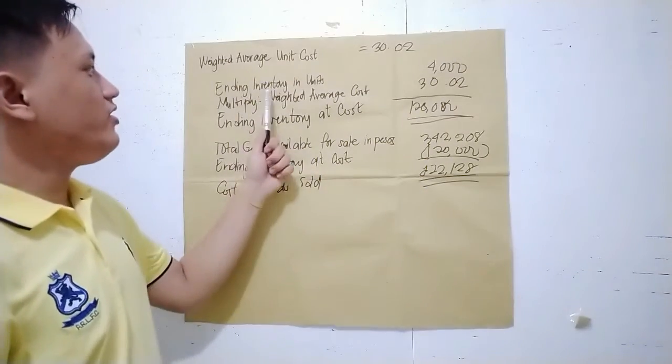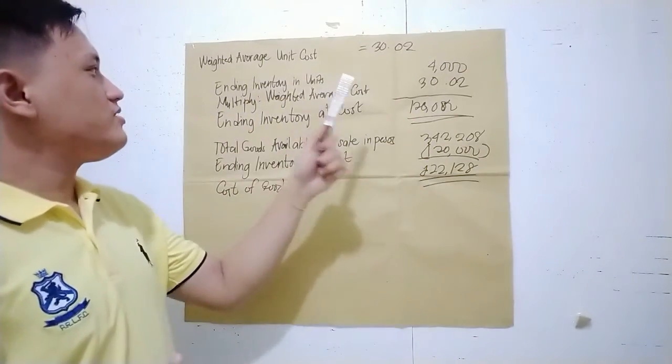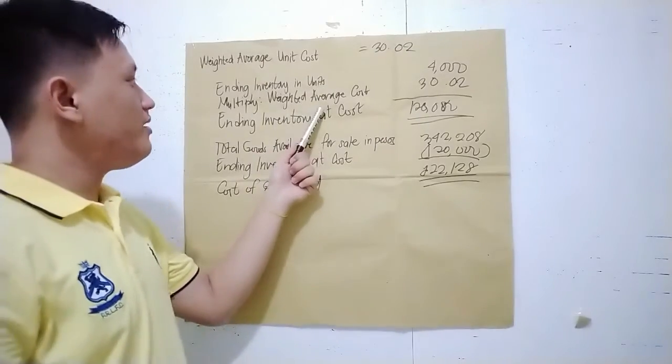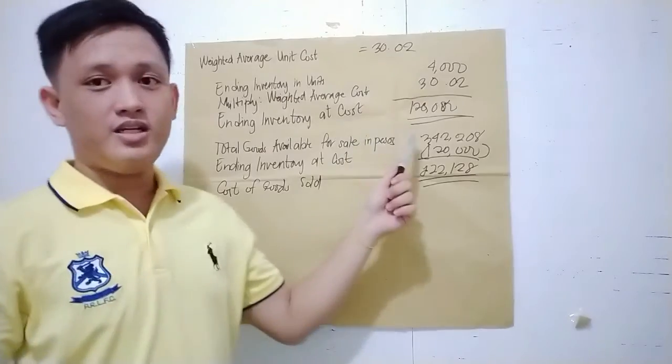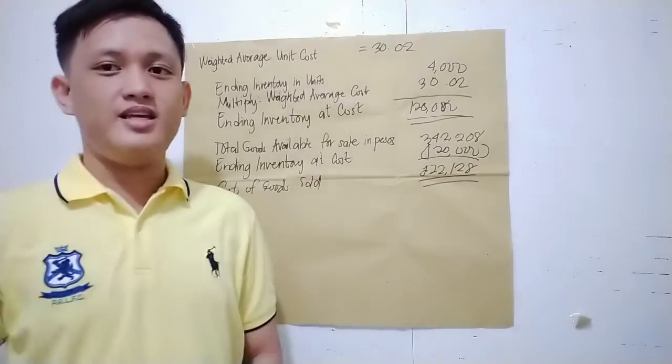So in 8 and 9, what was asked for is FIFO periodic and perpetual. At this time, it is weighted average periodic cost flow. Periodic. So, the question is to get the ending inventory cost and its cost of goods sold. So here, ending inventory in units is 4,000, we need to multiply this one with the weighted average cost of 30.02. Now our ending inventory at cost is 120,080.